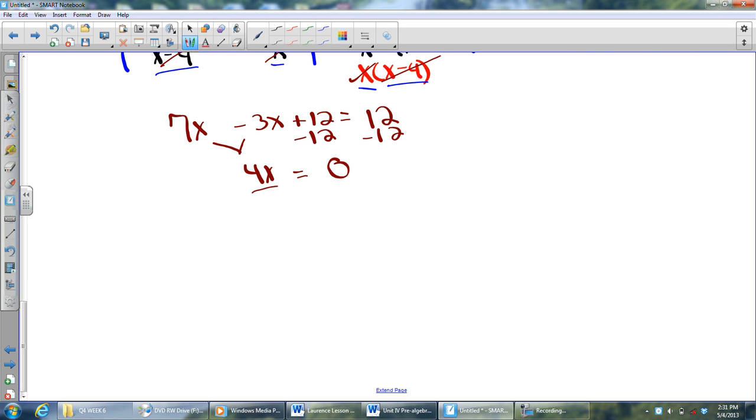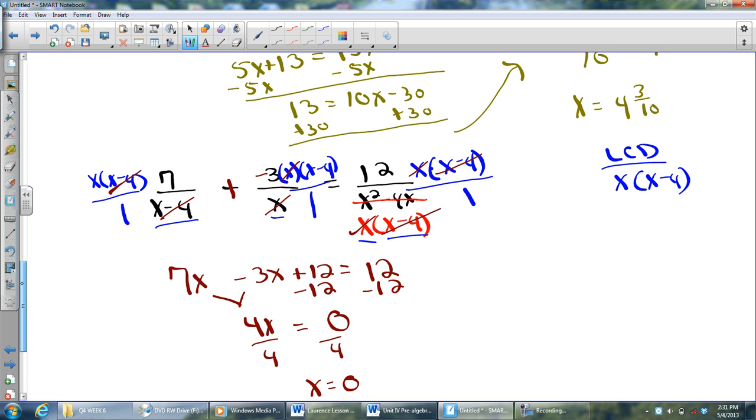I'm going to divide by 4. X is going to equal 0. Now there's a problem here because what happens in this fraction right here? It was 3 over x, right? What happens if x is 0? This is undefined. You can't do it. So this problem actually has no solution.